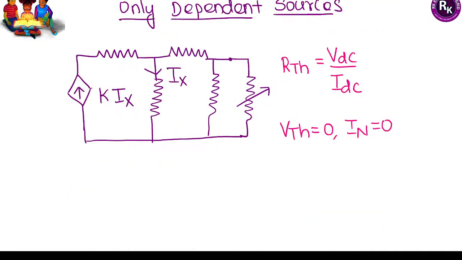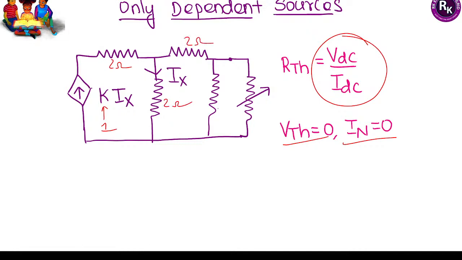Next, if your circuit has only dependent sources, then the one and only procedure is to remove the load from the load point and then calculate the value of RTH. When your circuit has only dependent sources, the value of VTH and Norton current will both be zero. For example, you can take this question, K equal to 1 and this is 2 ohm. Calculate the value of VTH, RTH and Norton current. Verify whether you are getting 0 or not and calculate the value of RTH. Drop your answer in the comment section.